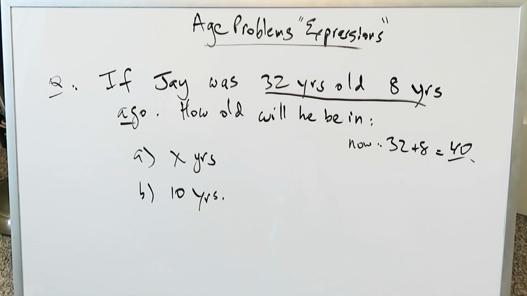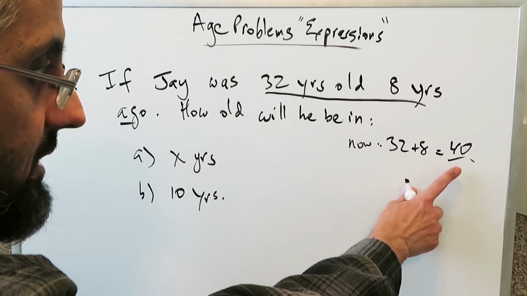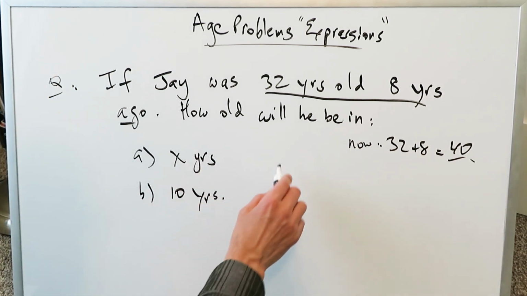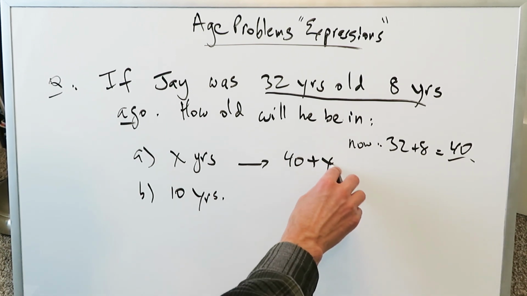Let's just change this question a bit. It's exactly the same thing. If J was 32 years old 8 years ago, how old will he be in X years and in 10 years? Well, you already determined his current age to be 40. In X years, you know what that would translate to. He'll be 40 plus X. That's not too hard, 40 plus X.